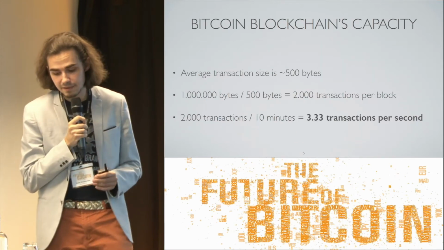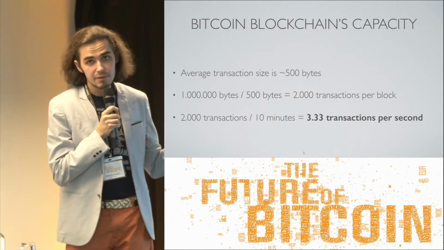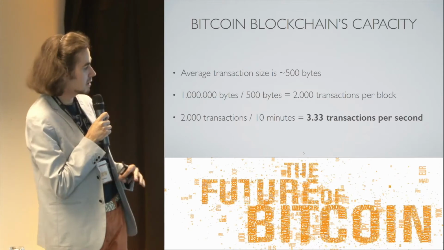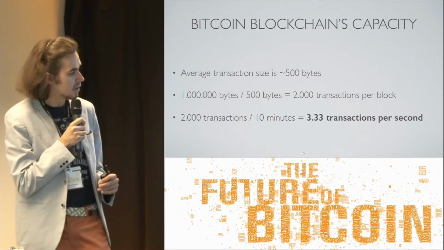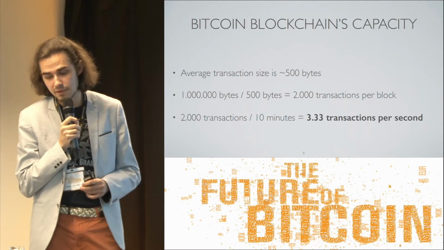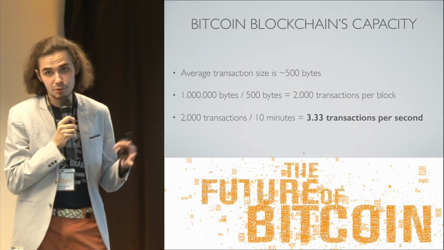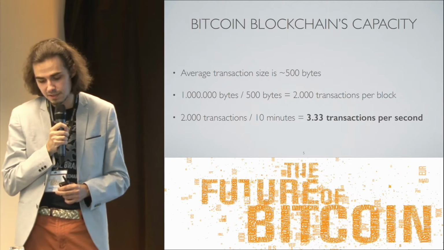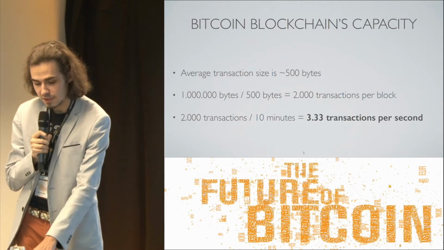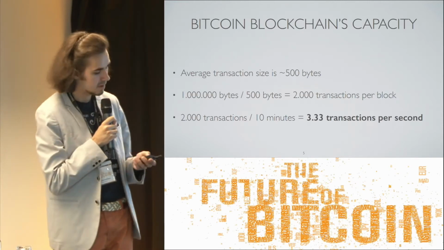So let's calculate the Bitcoin blockchain capacity. The average transaction size is approximately 500 bytes. Then we divide this megabyte by 500 bytes, and we get 2,000 transactions per block. As a new block comes every 10 minutes, that gives us slightly more than 3 transactions per second, and as you understand, that's quite a sad number.